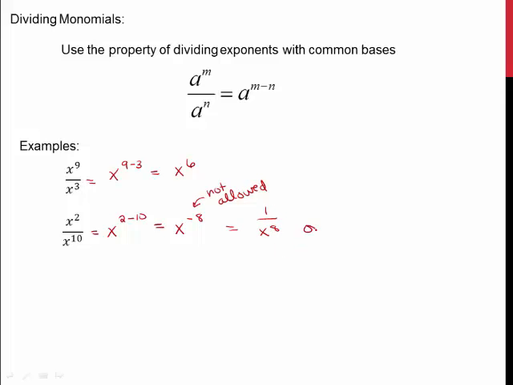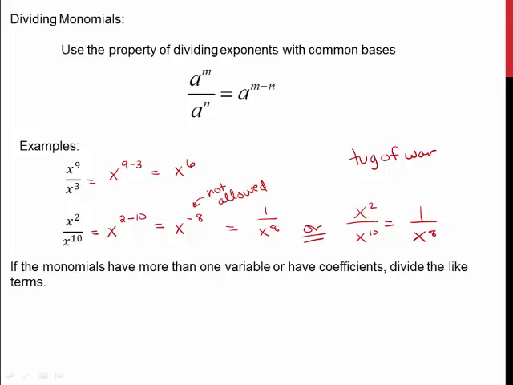The other way you can think of this is that if you have x squared over x to the 10th, I'm still going to subtract. I'm going to do 10 minus 2. Think of it as a tug of war. The larger exponent is going to win, so that 8 is going to end up on the bottom. We can't have the top empty, so we leave it with a 1.